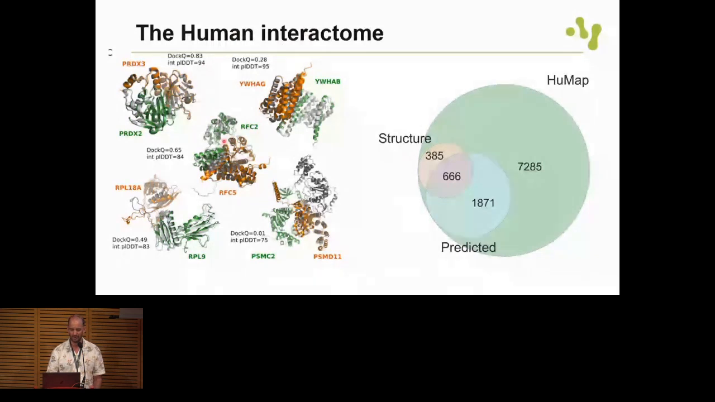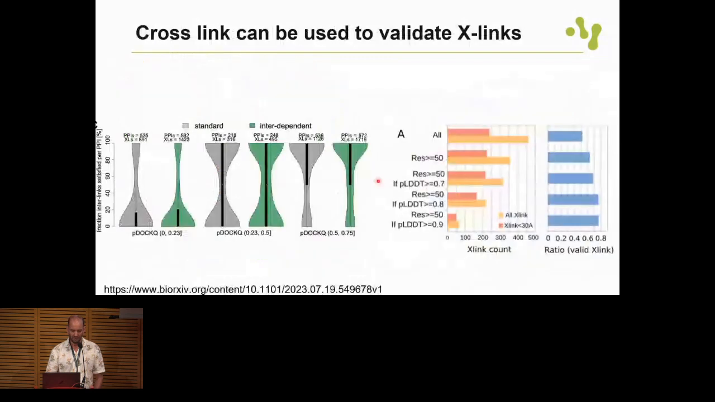So we have a much larger set. We miss some, but we get a much larger set. We have done some work recently where people have large-scale cross-linking data, and it shows that this is quite complementary. It's not perfect; cross-linking data is also a bit noisy. But if you can combine the cross-linking data with good predictions, you really enhance your data a lot.